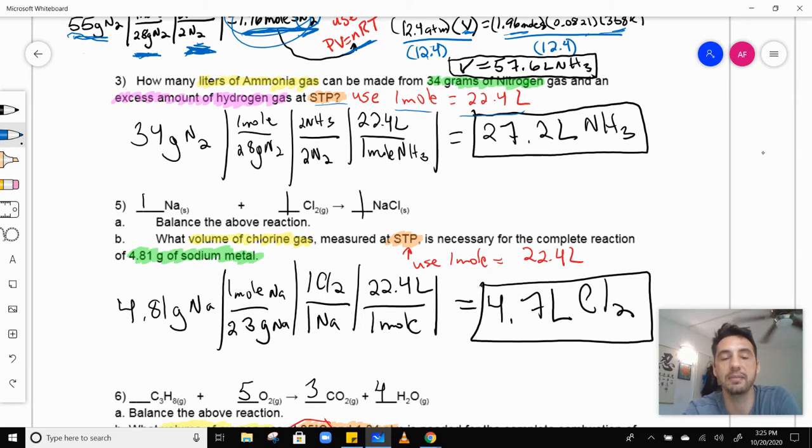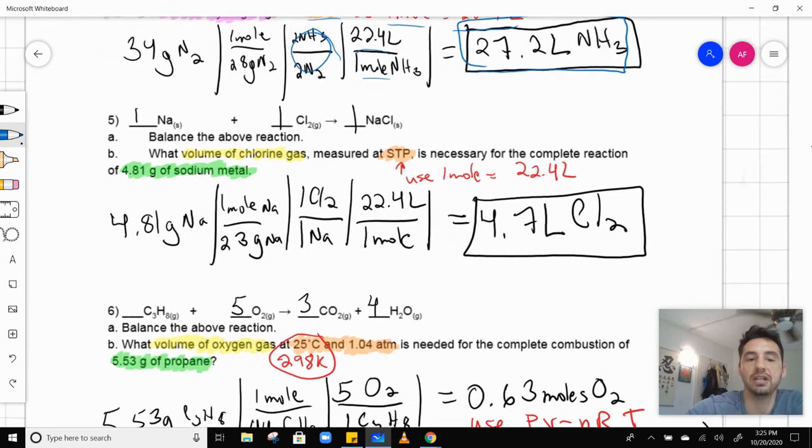Then we want to find moles of NH3, so we use the molar ratio. That's what's going on here. That's the molar ratio, 2 NH3 for every 2 N2. And then at STP, we're lucky here. We can just use this rate, 22.4 liters for every 1 mole. And we get 27.2 liters of NH3.